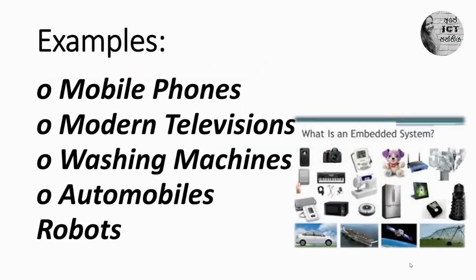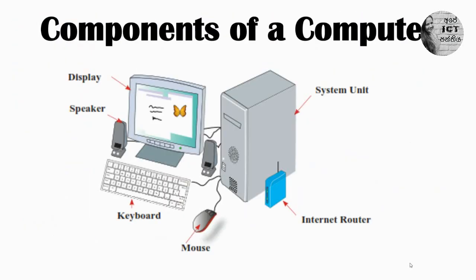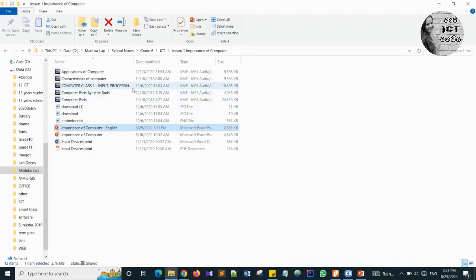So we'll discuss some examples. Mobile phone, modern TV, modern cars, washing machine, automobiles, robots, digital cameras, digital watches, and color lights. There are many more examples for embedded computers. Then we will move to components of the computer. Pariganake sanrachaka. Okay, before moving to the lesson, I will show you a small video.